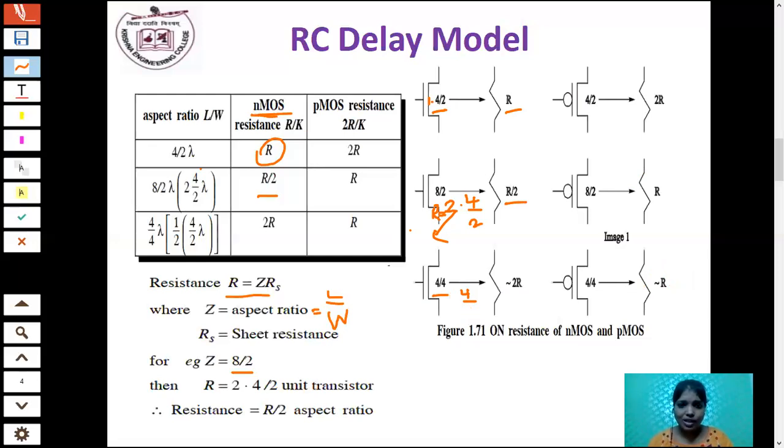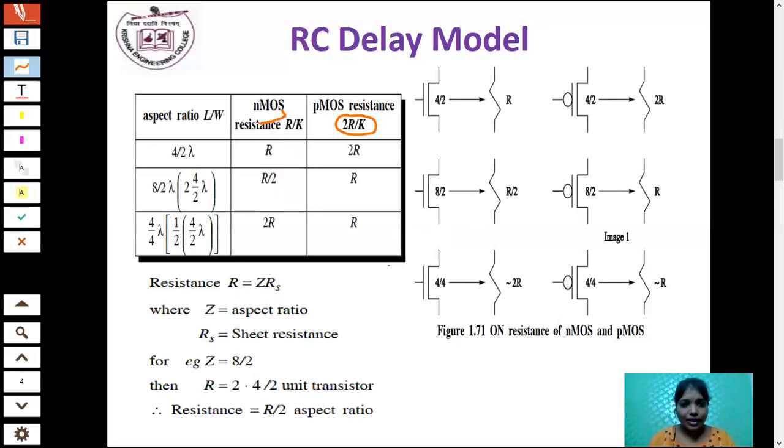For the NMOS transistor, why are we considering R? That is a very important thing, because you know that in the NMOS transistor, the majority carrier is an electron. In the PMOS transistor, the majority carrier is a hole. You have studied in electronics that the mobility of hole is less than the mobility of electron. That means the resistance value will increase in the PMOS transistor. For the NMOS transistor, the mobility of electron is very high, which means the resistance value is less as compared to the PMOS transistor.